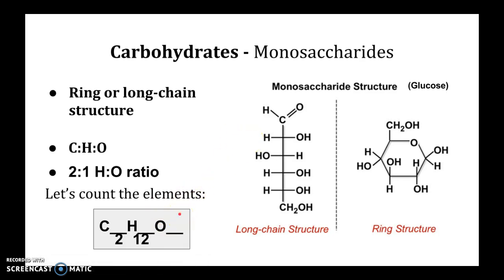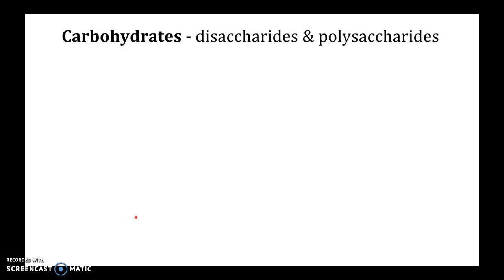Let's take a look at the oxygen and see how many oxygens we have. 1, 2, 3, 4, 5, and 6. So let's write 6. So the formula for this particular long chain structure carbohydrate would be C2H12O6. And even though you notice that there are 2 carbon atoms, you will notice that the hydrogen to oxygen ratio is 2:1. There are 12 hydrogen and 6 oxygen.